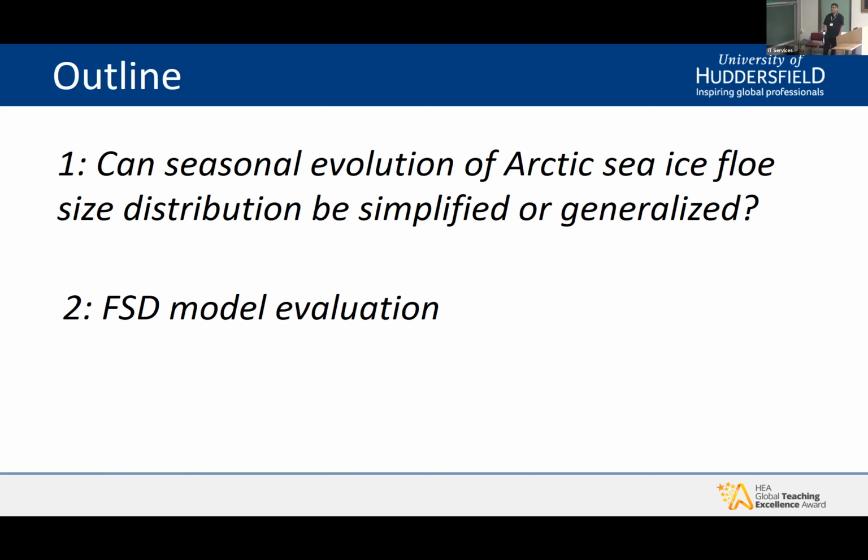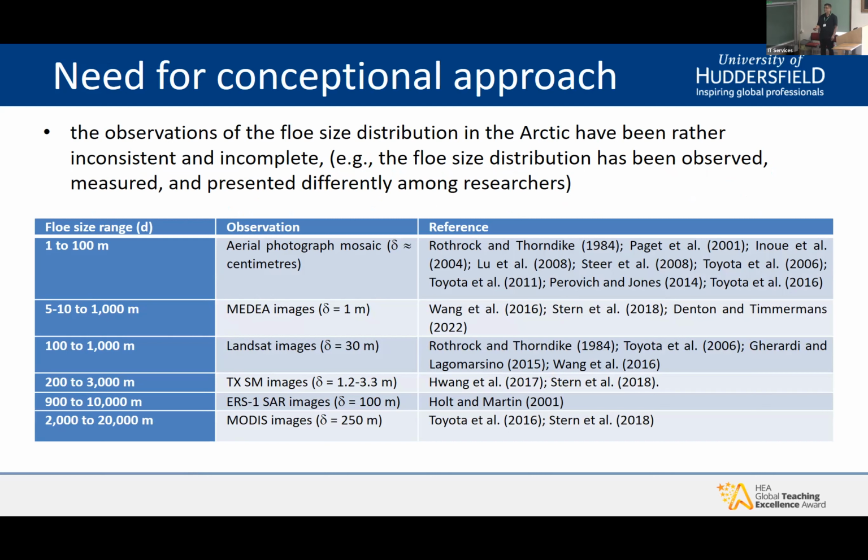So first, this is a table summarizing the floe size distribution observations so far, using different observations, from aerial photos, 1 meter resolution media images, optical images, to MODIS images. And these are the references, and these are the floe size ranges. If you read all these references, some people produce the floe size in area, some use caliper diameters, and some use all different parameterizations.